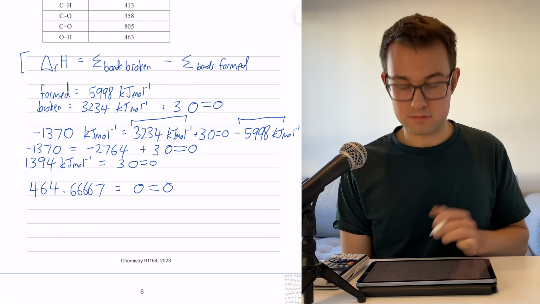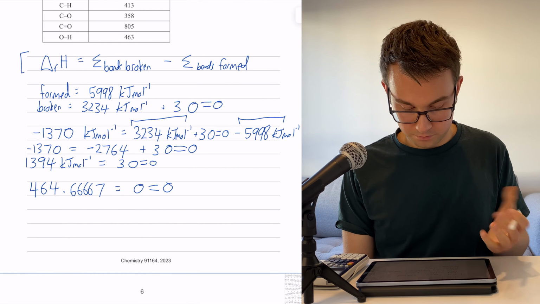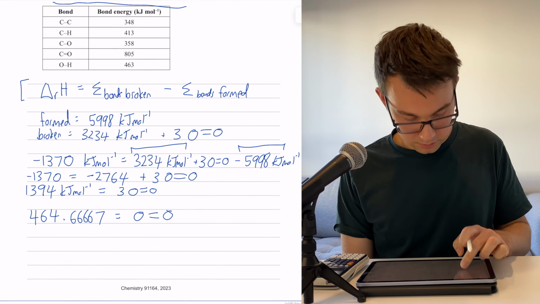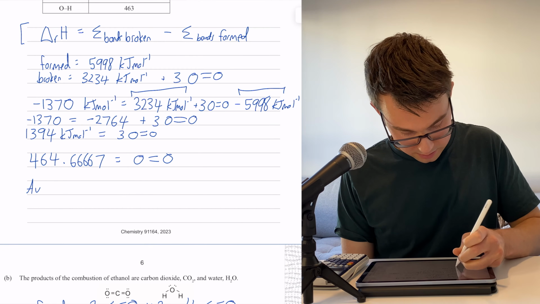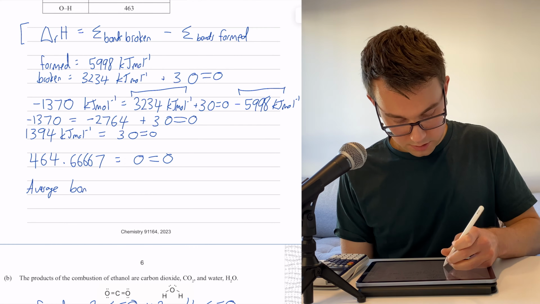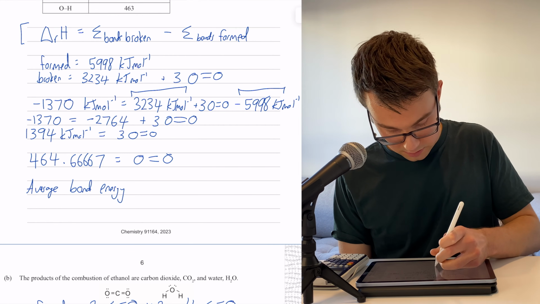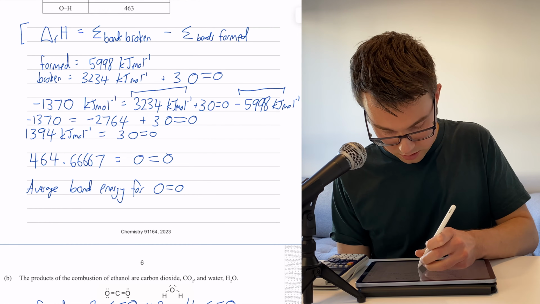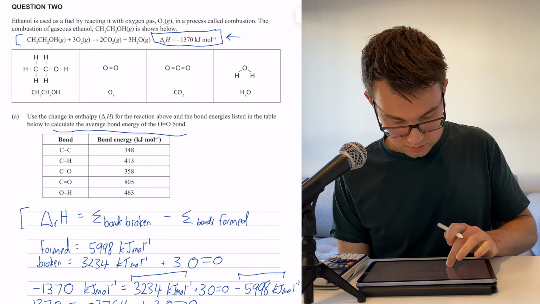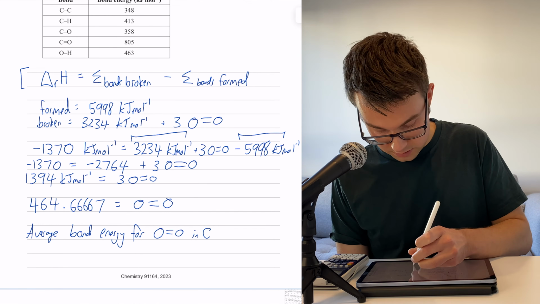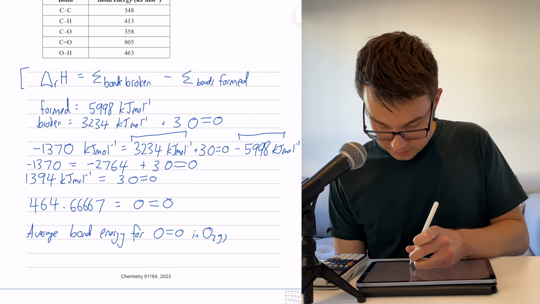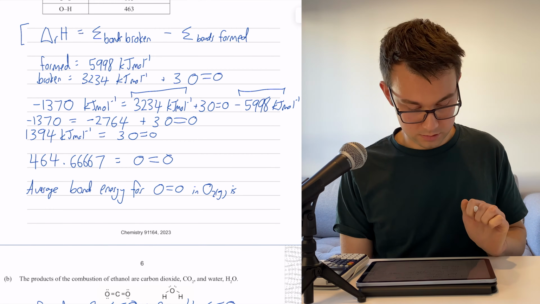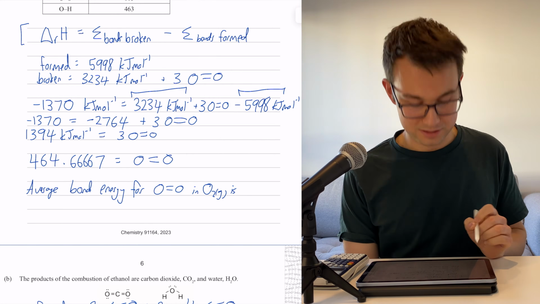Equals, and that is just the O double bond O. So we're trying to calculate the average bond energy. I think we've done it, so this is great. So let's go. The average bond energy for O double bond O in oxygen gas is, and let's round it to a reasonable number. What is the reasonable number? 3 significant figures. Yes, it is.